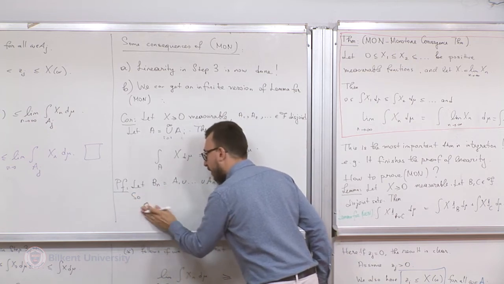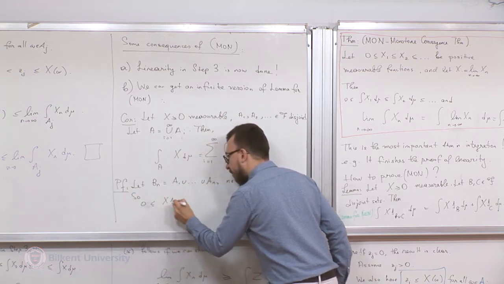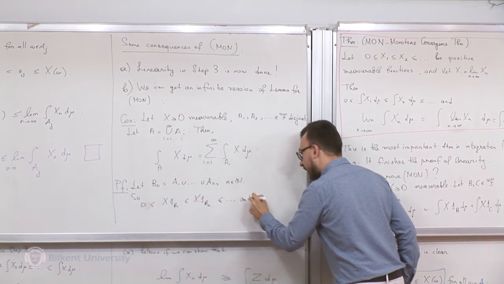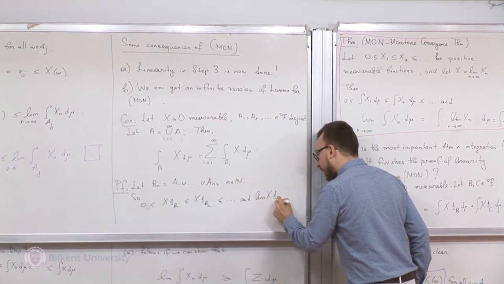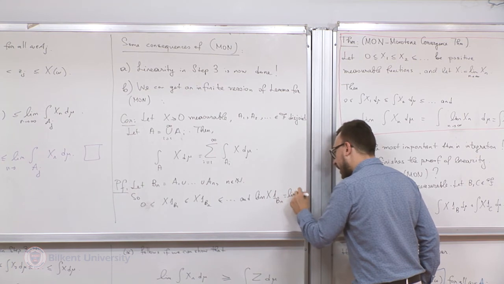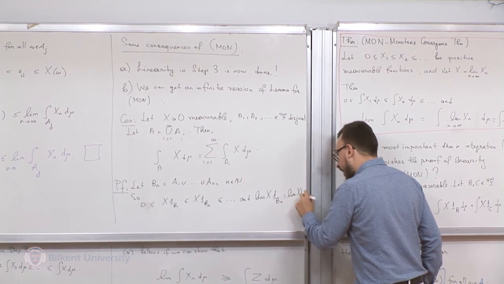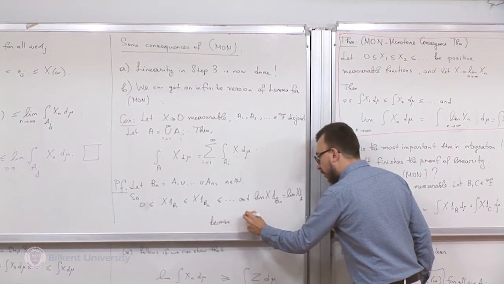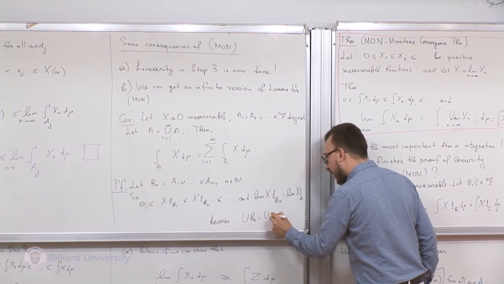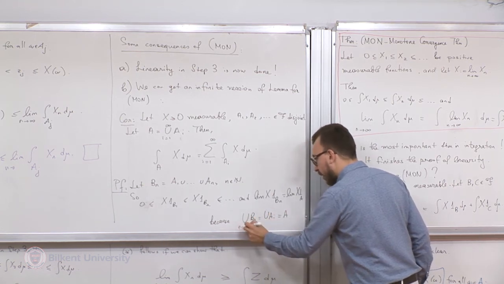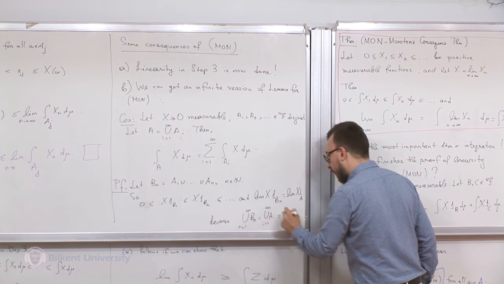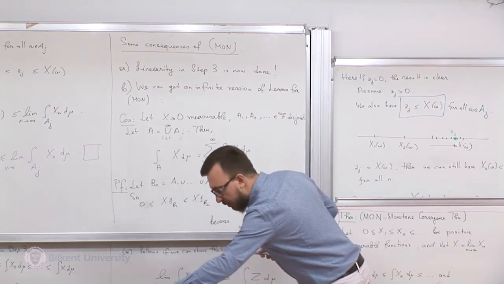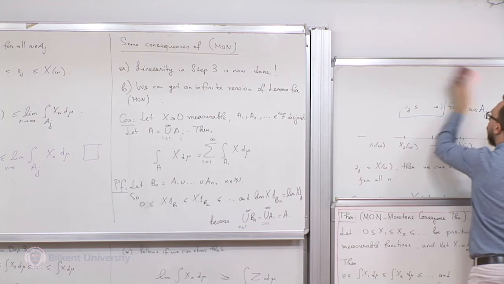So we have 0 less than x indicator B1, less than x indicator B2, and so on, and the limit of x indicator Bn is x indicator A, because the union of Bn's is equal to the union of Ai's, and this is equal to A. I don't want to erase the monotone convergence theorem, so I will erase this part.